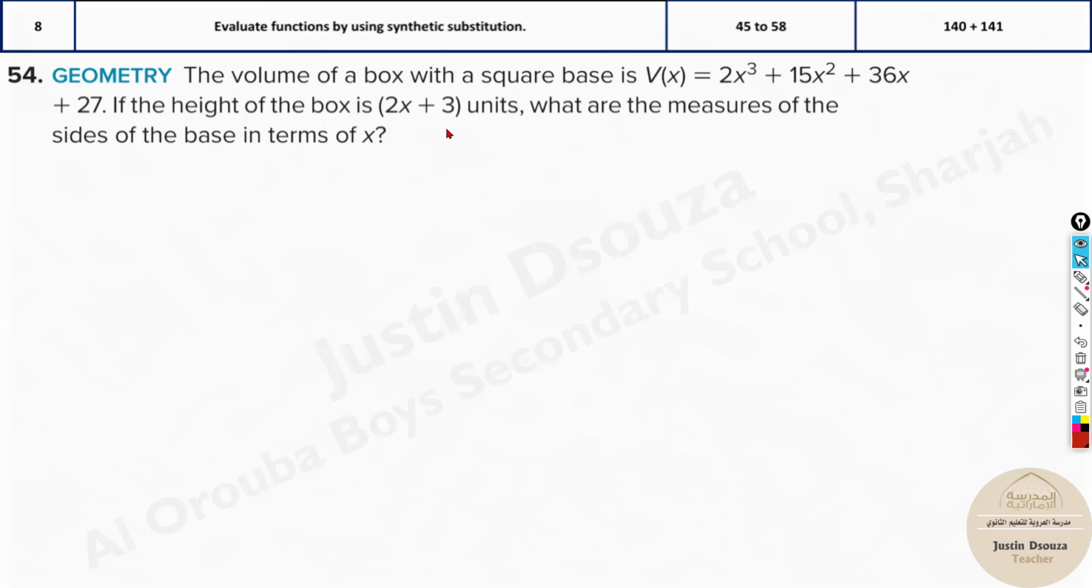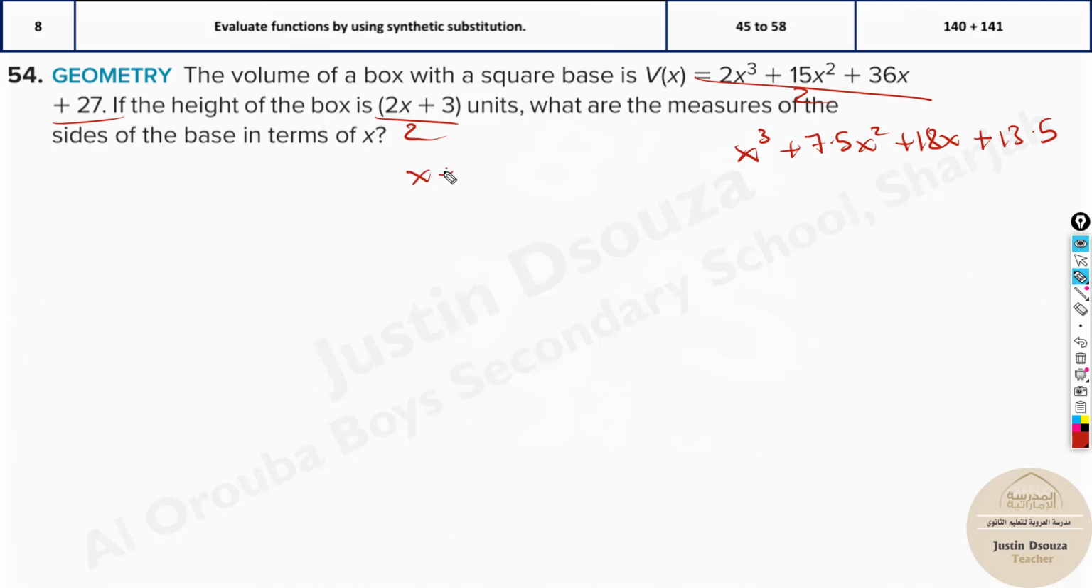Now, about geometry, a volume of the box with a square base is v of x, that's given over here. The height of the box is also given. What are the measures of the side of the base in terms of x? Now here the problem is we are dividing with a factor, coefficient of 2. This is not possible. So what you basically have to do is divide everything by 2. So this coefficient becomes, from 2 it becomes 1. It will be x cubed plus 7.5x squared plus 18x, and 26 is 13.5 plus 13.5.